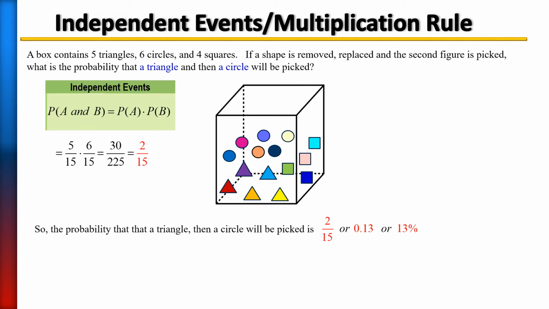So the probability that a triangle and then a circle will be picked is 2/15 or 0.13 or 13%. And there you have it.